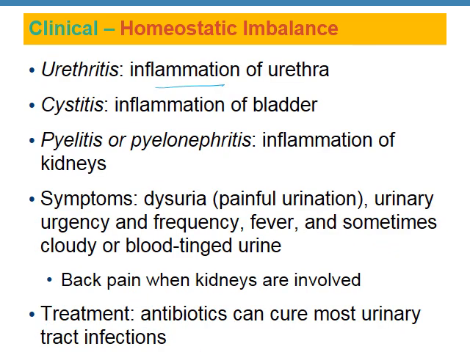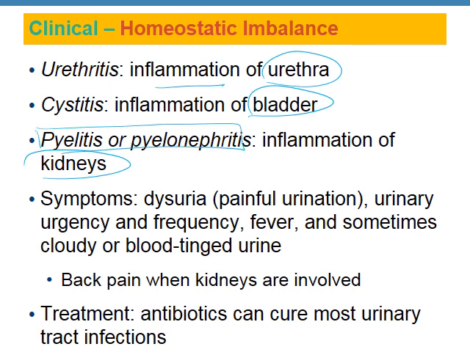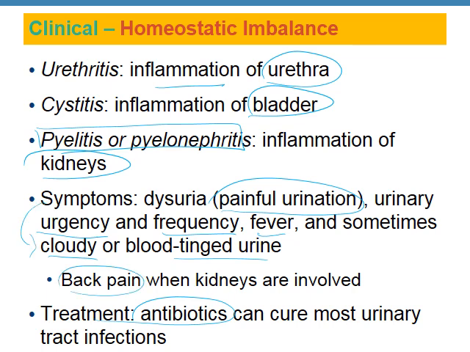You can have inflammation in several different areas. So you can have just inflammation of the urethra, just inflammation of the bladder. You can have inflammation of the kidneys total. We already talked about these. Usually it involves some sort of painful urination or the urgency or frequency, urinating more often, sometimes a fever, sometimes cloudy urine or blood in the urine. We have antibiotics that'll treat and cure most of these bacterial infections. So if you have any of these symptoms and you have back pain, the kidneys could be involved.